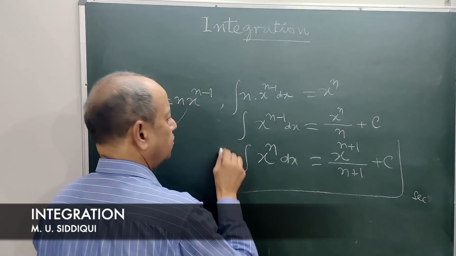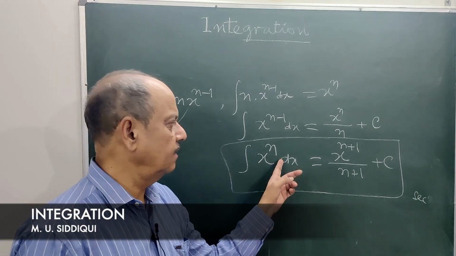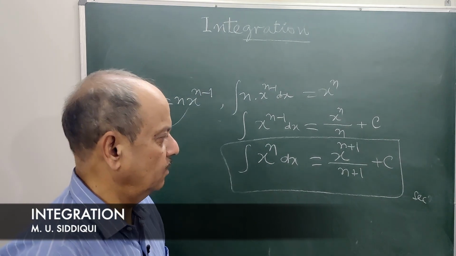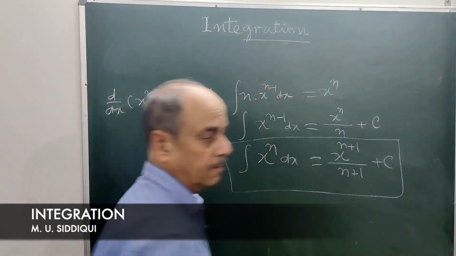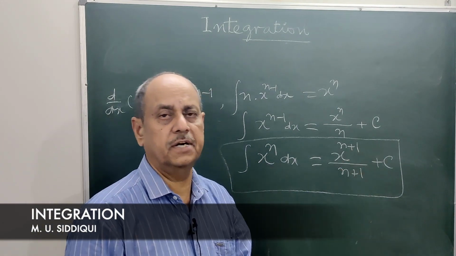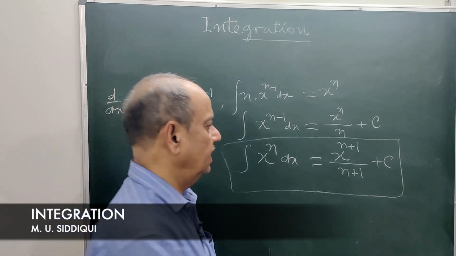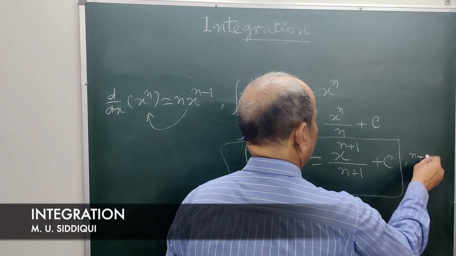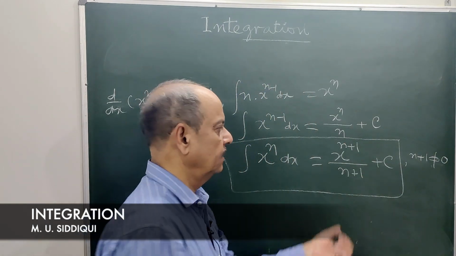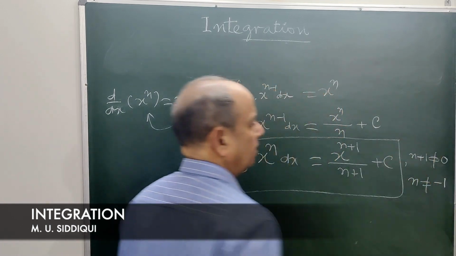So this will become a standard formula: integral of x to the power n, where n is a constant, is equal to x to the power n plus 1 upon n plus 1 plus c. Of course, we will have to restrict something which is very common. Whenever we divide any expression by an unknown, we should restrict that the denominator should not be 0. We have to restrict here that n plus 1 cannot be 0, because something upon 0 is not defined. Or else you can write n should not be equal to minus 1.